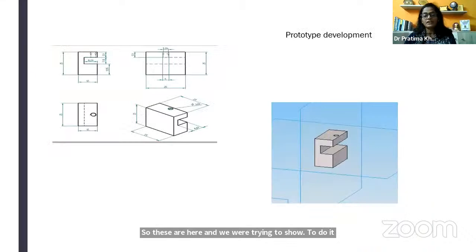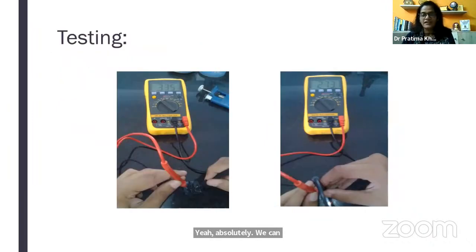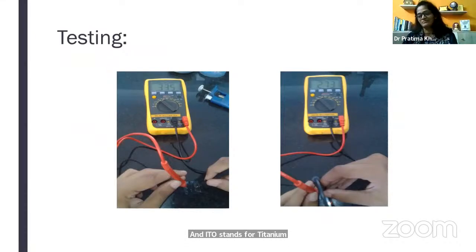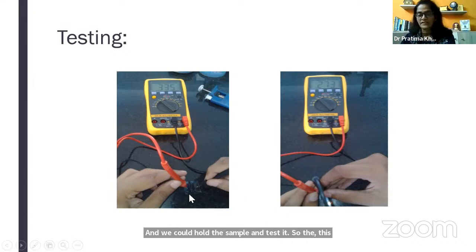Some testing was done, some jig was designed. Absolutely, it became multidisciplinary, from biotechnology to food technology and mechanical engineering with electrical engineering, all together. And finally, we could do some ITO, which stands for indium tin oxide, something. Exactly, sir, exactly. Okay. There's a small etching done so that we make a very small furrow and could hold the sample and test it. So this is testing happening on the ITO plates, etched plates.